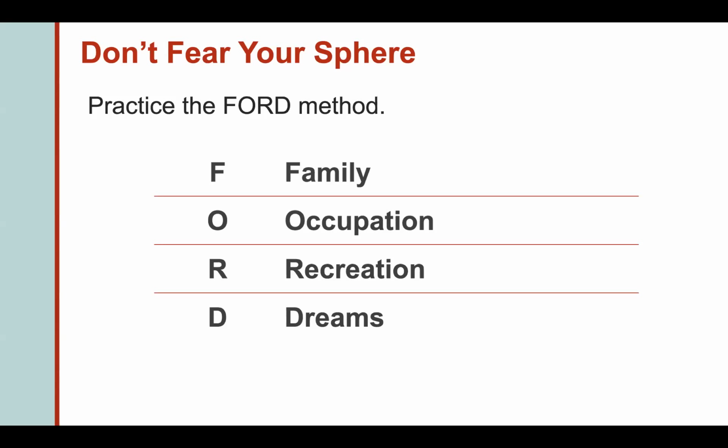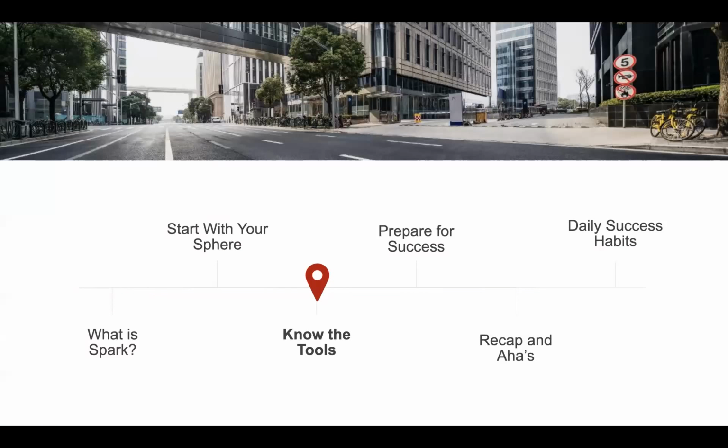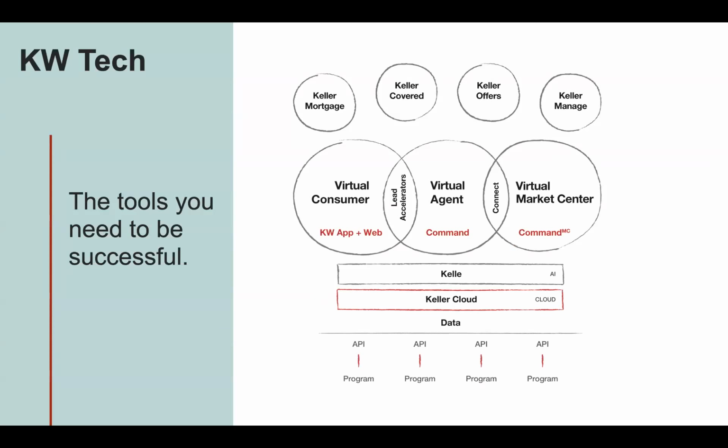Okay, so let's see. Know the tools, and that is where KW Tech comes in. So this is the vision for Keller Williams Technology. The vision of Keller Williams is to be the real estate company of choice for agents and their customers. And one of the ways that Keller Williams is doing that is by making everything easier for both you as an agent and for your clients.